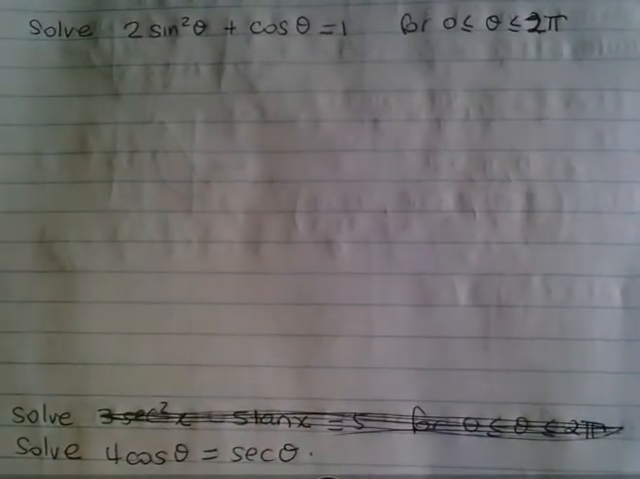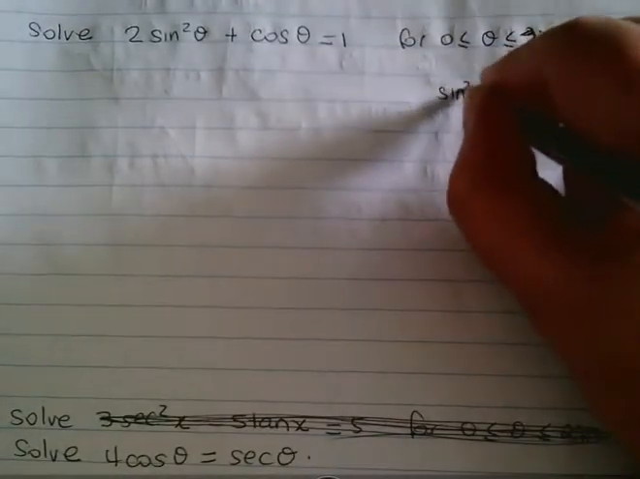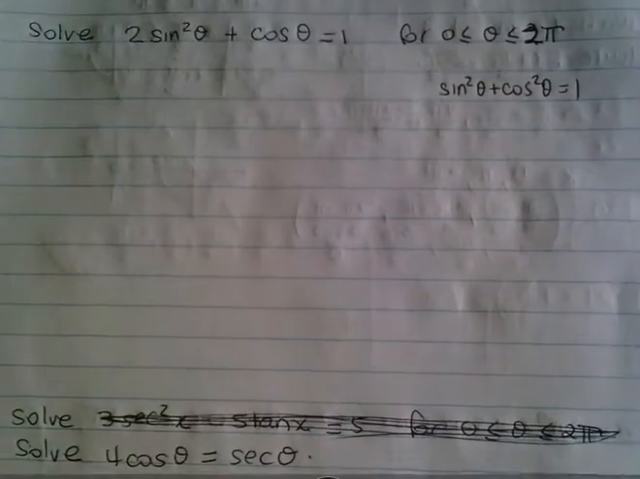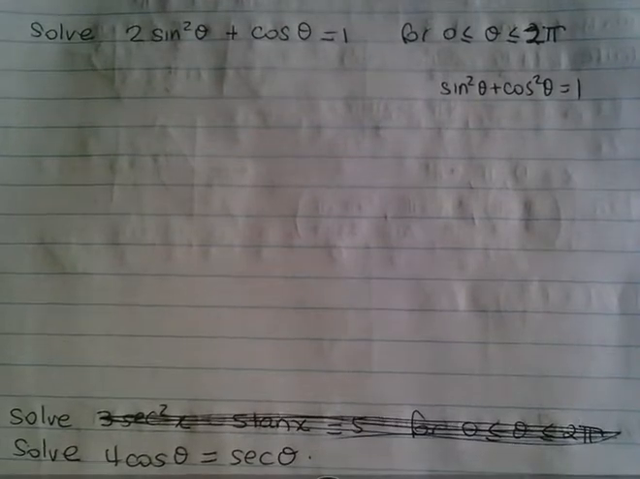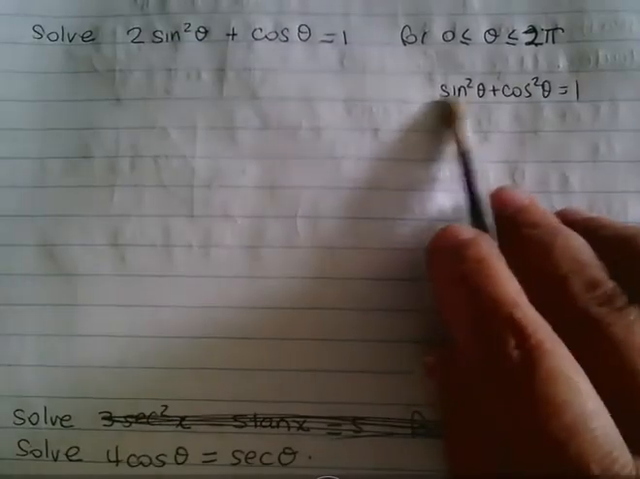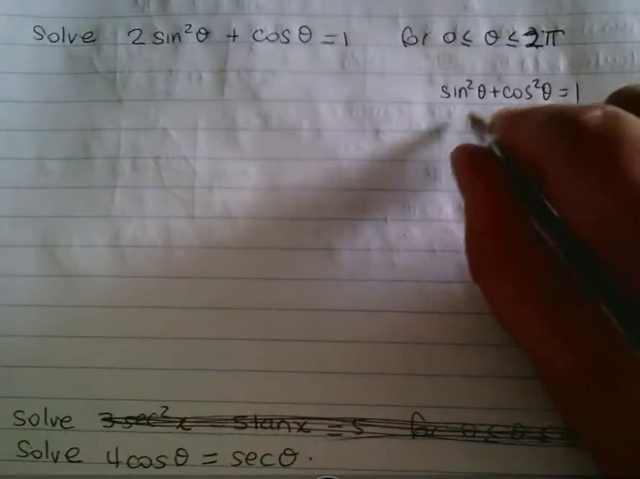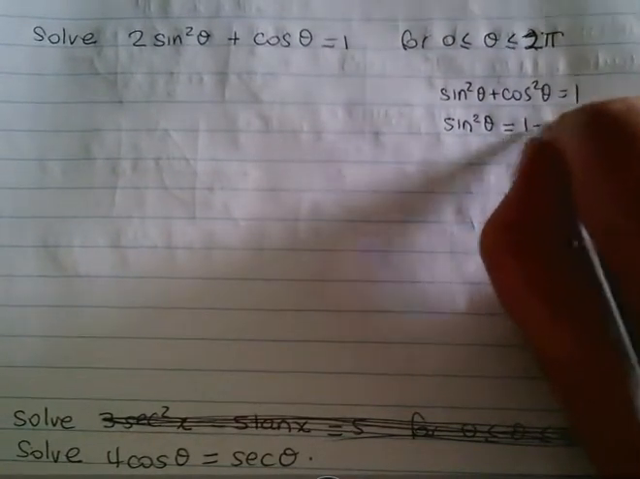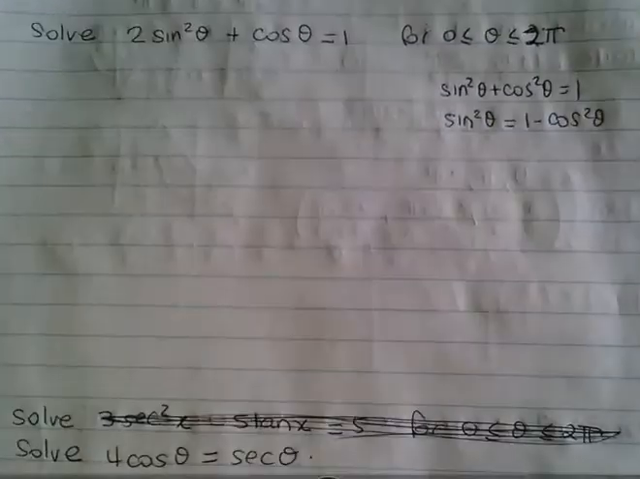With my next equation, it appears that we cannot factorize this the way it is. However, we do know that sine squared theta plus cos squared theta equals 1. That's one of the identities that we looked at last week. So if I rearrange it and make sine squared theta the subject, I know that sine squared theta is 1 minus cos squared theta.